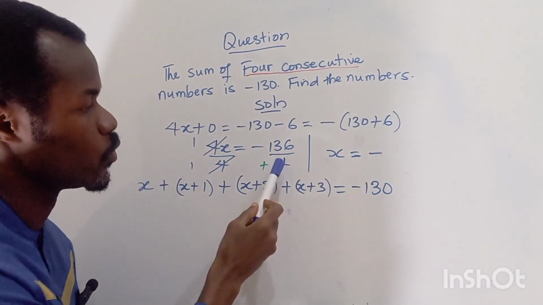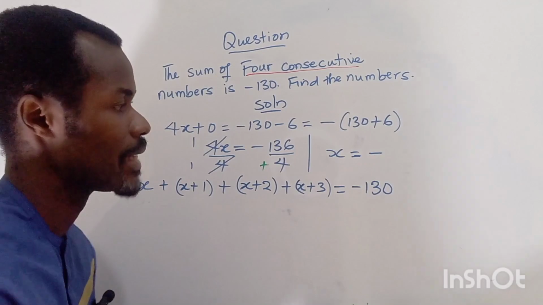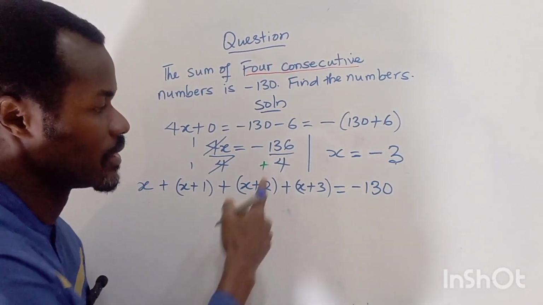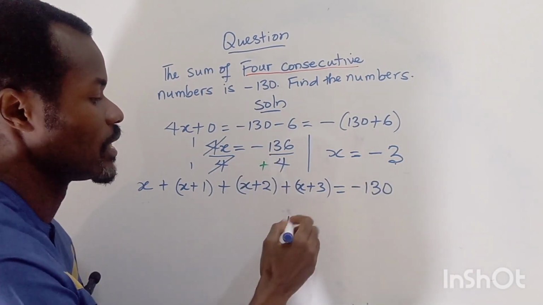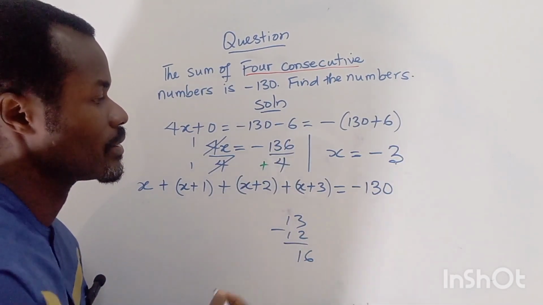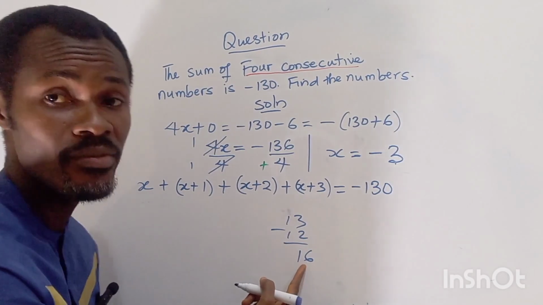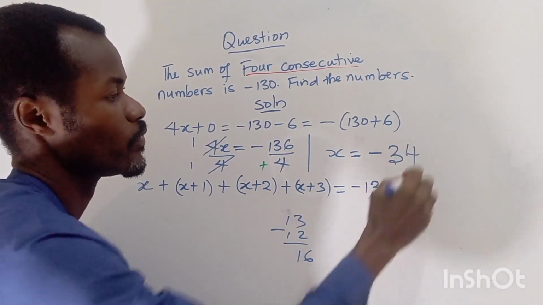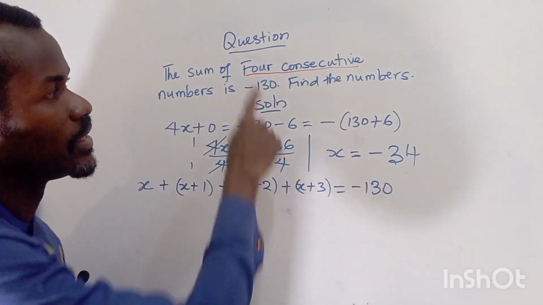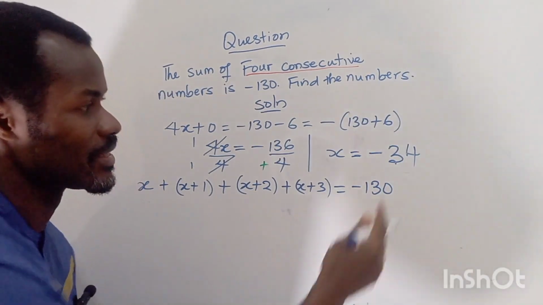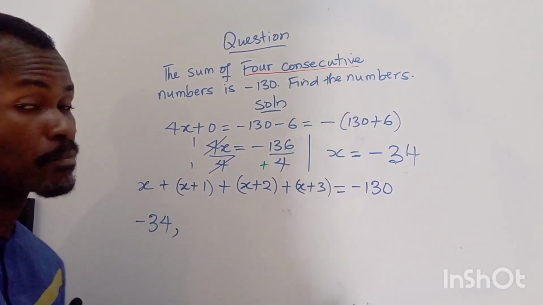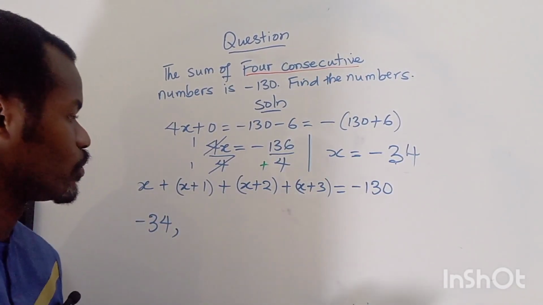Let's see what that gives us. 4 will go into 13 how many times? We have 3 times. And 4 times 3 is 12. So 13 minus 12, we have 1. If we bring down the 6, now 4 is going to divide 16 how many times? It's 4 times. So our first number in the 4 consecutive numbers is actually minus 34.